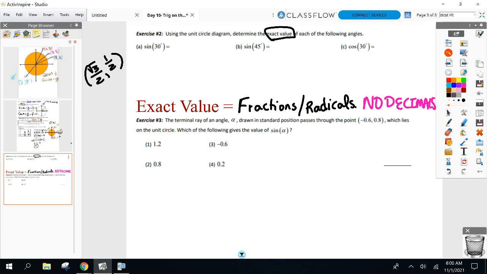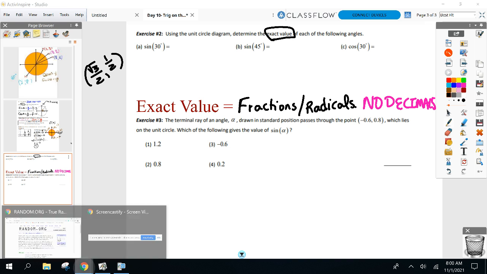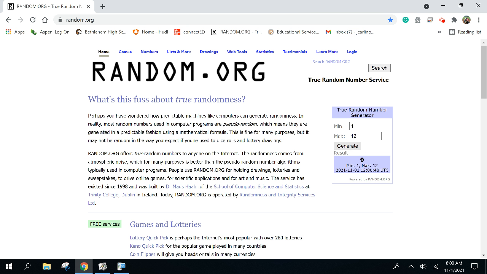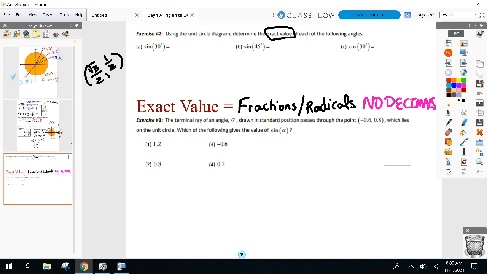Now I'm looking for the sine. So out of those two values, which value do I want to pluck off if I want sine? You take the y, which is 1/2. Done. Sine of 30 is 1/2.